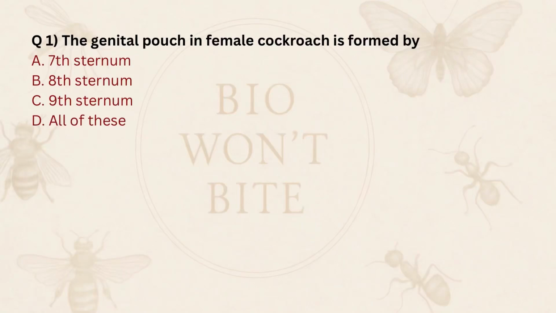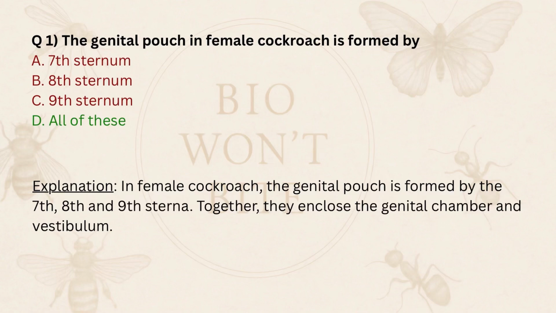Question number 1. The genital pouch in female cockroach is formed by. The correct answer is option D, all of these. In female cockroach, the genital pouch is formed by the 7th, 8th and 9th sterna together. They enclose the genital chamber and the vestibulum, which are very important parts of reproduction.